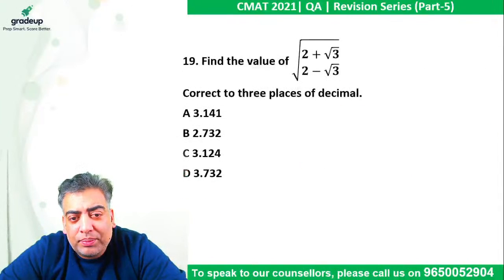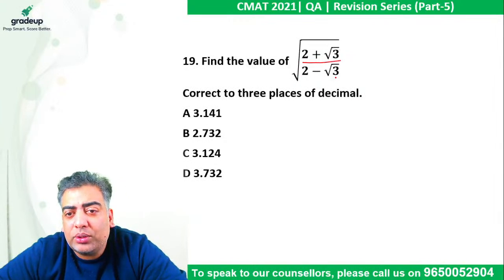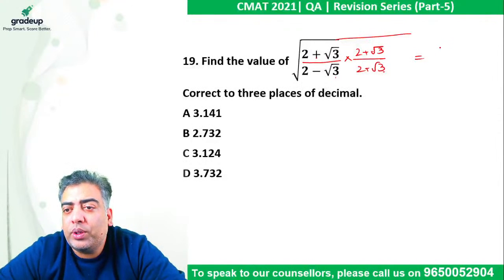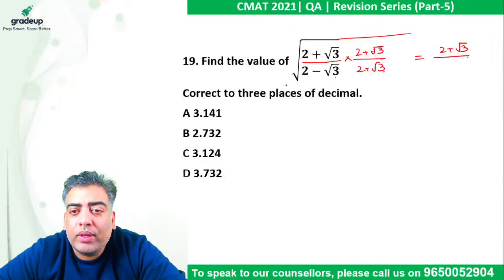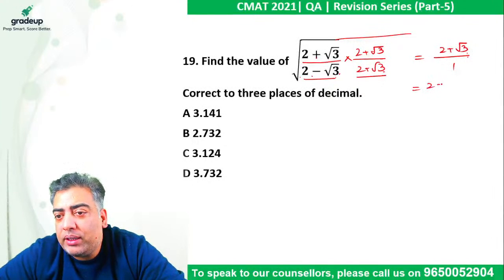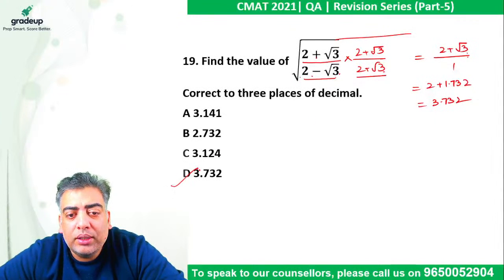Right, very easy papers come. Let's see, so find the value of square root of 2 plus root 3 upon 2 minus root 3. So we just need to rationalize the value in the square root, so multiply and divide by 2 plus root 3. So in the numerator we have square root of 2 plus root 3 whole square, so leftover will be only and only 2 plus root 3. In the denominator we have a minus b into a plus b, which is a square minus b square, so 4 minus 3 comes out to be 1. So root 3, if you remember the value, it is 1.732, so answer comes out to be 3.732, which is option D.